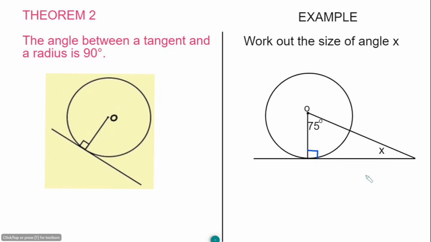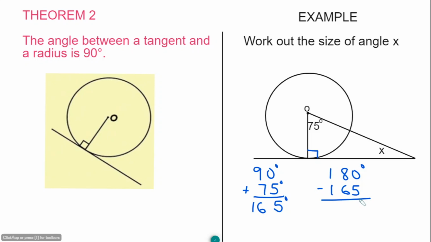So let me show you how this is done. So I'm going to add 90 degrees here and 75 degrees, okay? If I add this, I'm going to have 165 degrees. Now, to get angle X, we subtract this sum from 180 degrees. So 180 degrees subtract 165, and that's going to be 15 degrees. So angle X here is going to be 15 degrees.